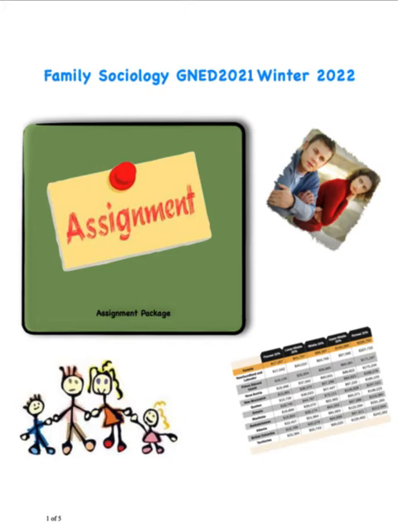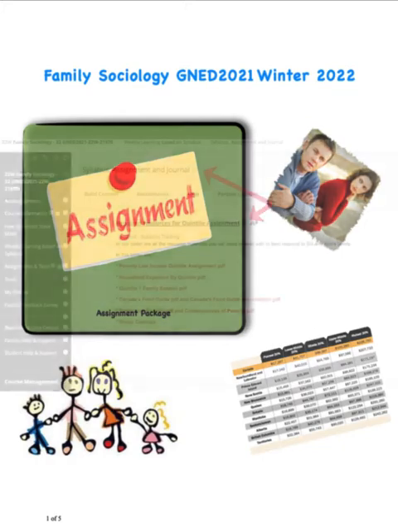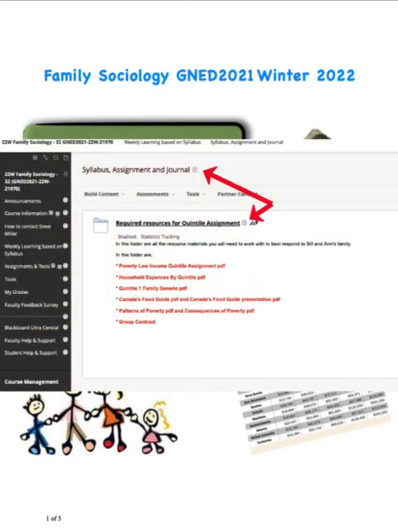I'm going to walk you through some of the key steps in this assignment. Now, this assignment has been done several times in this class, and I've had a lot of feedback that students really do like this assignment because it gives them a good insight into poverty. There will be a bunch of resources for you in the syllabus, assignment, and journal folder in the weekly learning based on the syllabus. You'll find an assignment journal and an assignment folder, and in that we'll have all these resources.